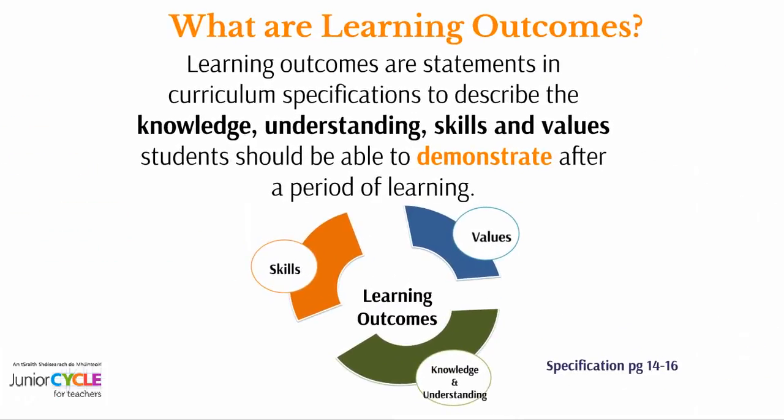The learning in the specification is presented through learning outcomes. These are statements that describe the knowledge and understanding, skills and values that students should be able to demonstrate after a period of learning. There are 37 learning outcomes which students will experience across the 3 years of Junior Cycle.